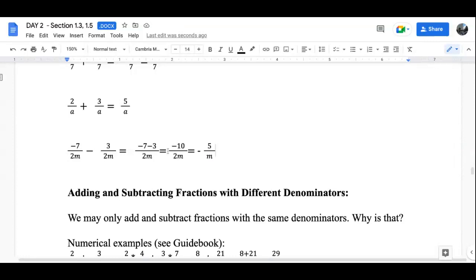The negative sign can be written in the numerator, can be written in the denominator, or can be written on the side. Okay, all three places indicate the term is a negative term.